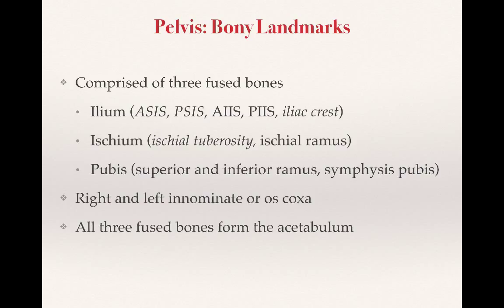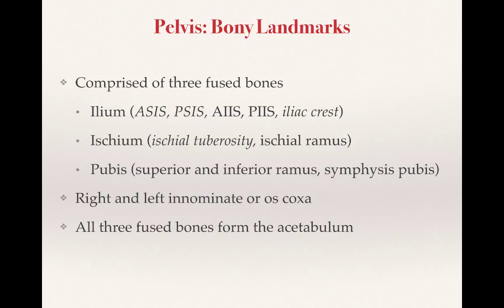So the three main bones are the ilium, the ischium, and the pubis. The ilium has the ASIS, PSIS, and the iliac crest. Those are the ones we'll use for goni. The ASIS is the most prominent anterior landmark at the hip, and it stands for the anterior superior iliac spine. The ASIS is one that you'll very easily be able to use as a reference for movement of the pelvis.